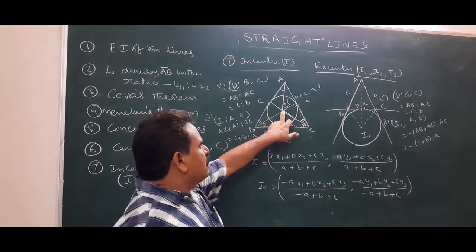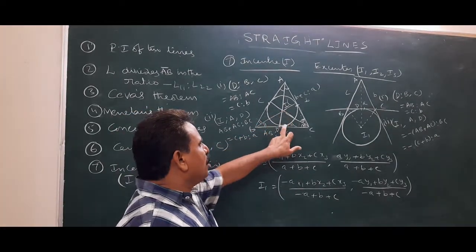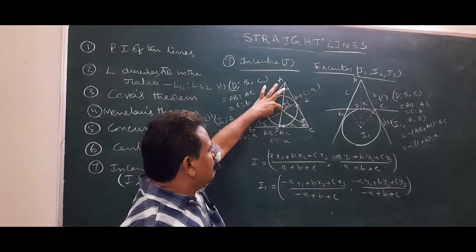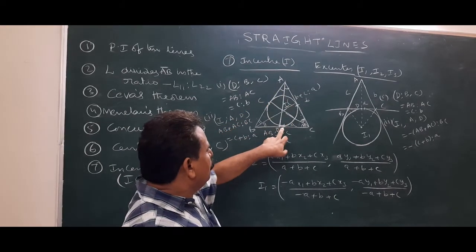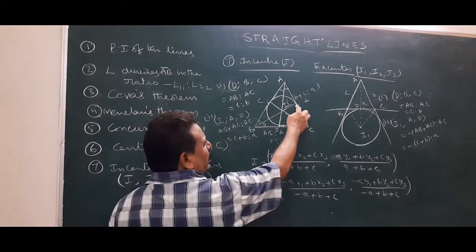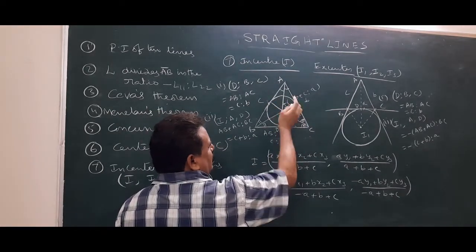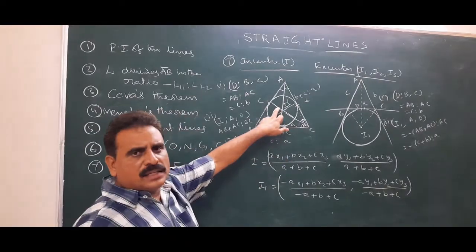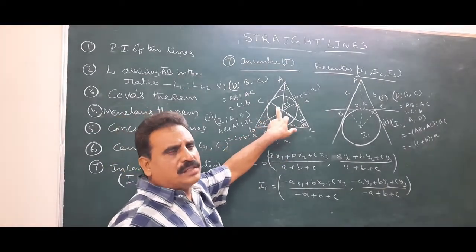I is equidistant from the three sides: the perpendicular distance from I to the lines BC, CA, AB is the same. These are the points of contact. So the incenter is equidistant from the three sides.